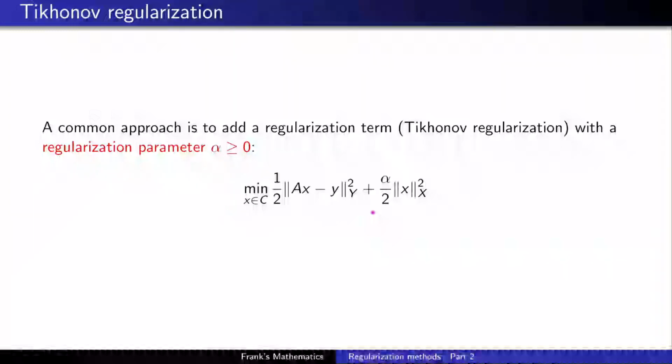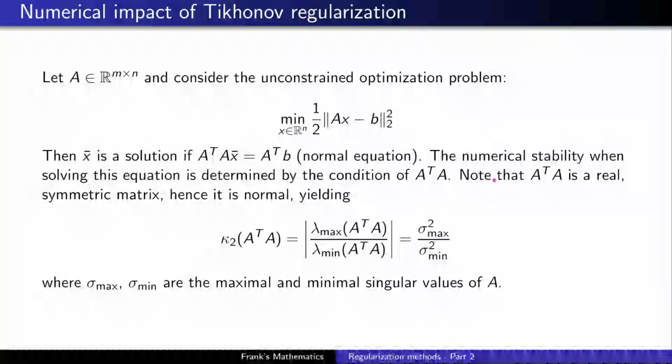Before we start looking into some proofs and convergence results, I want to tackle the numerical aspects. Why is it a good idea from a numerical point of view to add this strictly convex term? And to do so, I want to go back to this unconstrained finite dimensional optimization problem. So now we're living in finite dimensions, no constraints.